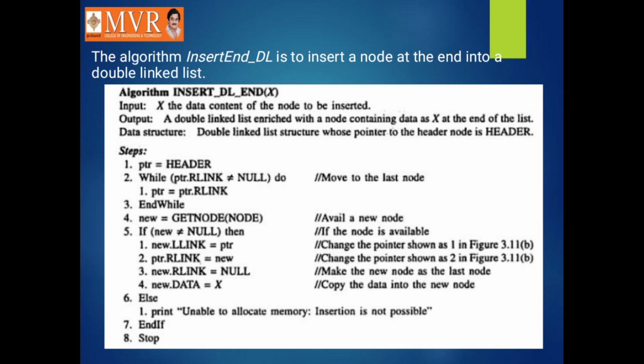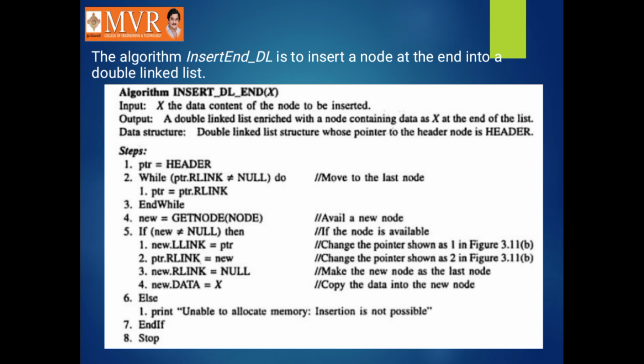Here the code is given in line number 4. If you observe, new is equal to get node of node, that is we are asking the memory manager for a node, and if it is available, then it will give it, and then we will establish a link, that is new dot data is equal to X, meaning we are inserting the data X into that new node, and we are establishing a link between the last node and the new node, and this is given in step 5.